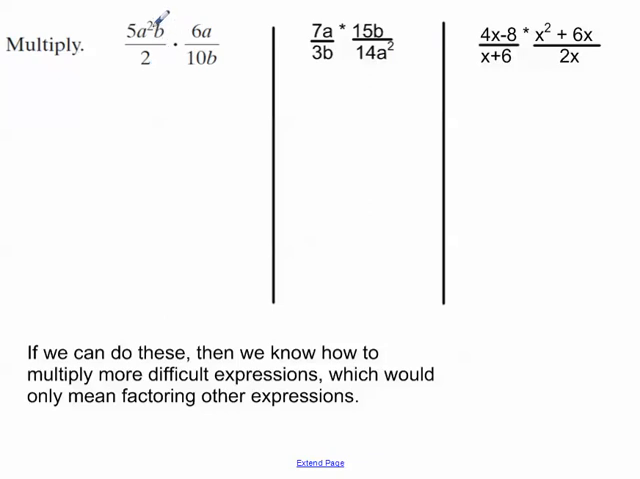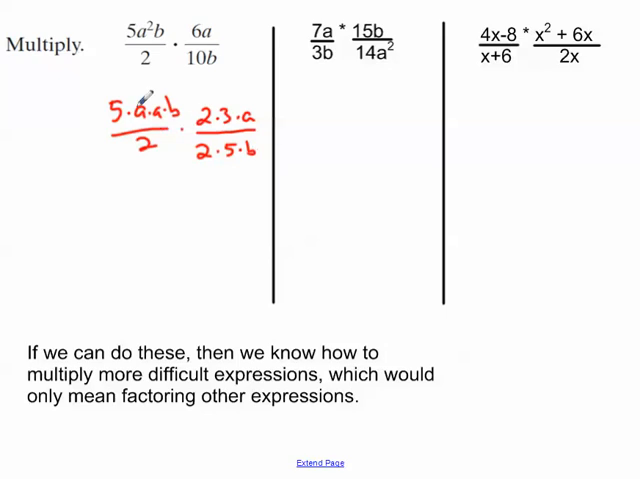Let's see. So if I've got 5a squared b times 5a squared b over 2 times 6a over 10b, my first step would be to factor things out. So I've got 5 times a times b over 2 times 6a, and instead of calling it 6, we should call it 2 times 3 times a, because we're factoring everything in our numerator, and we're factoring everything in the denominator as well. 10b factors to 2 times 5 times b.